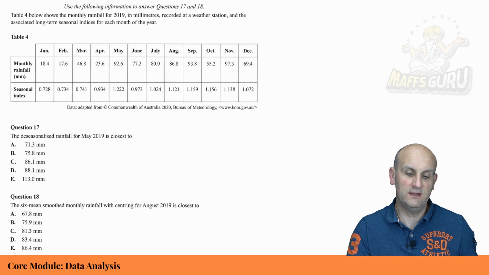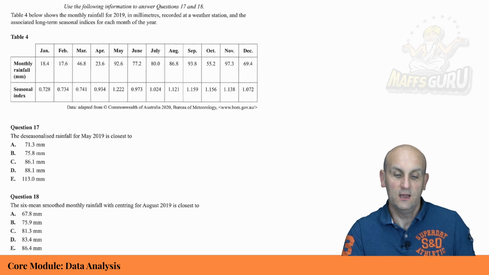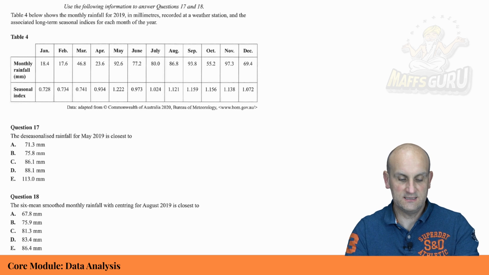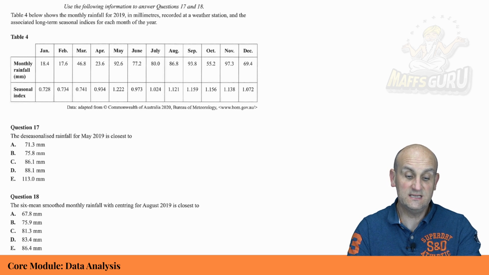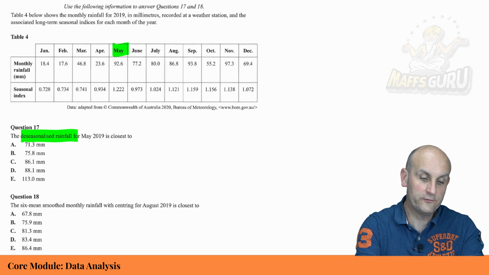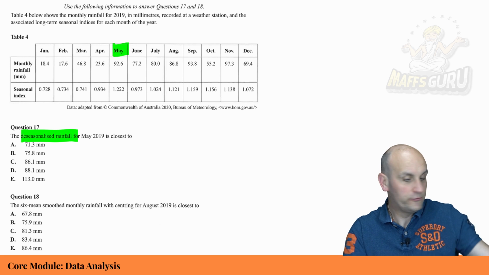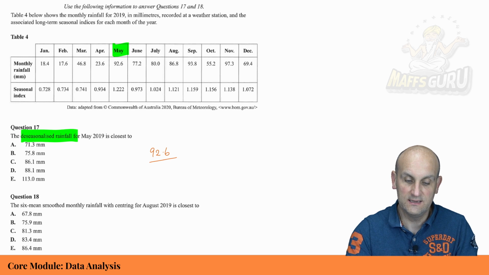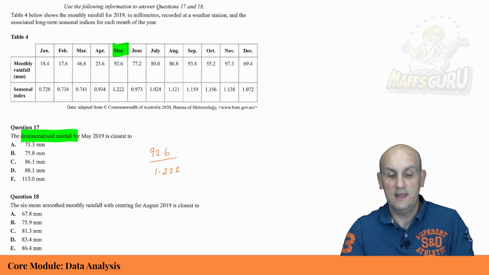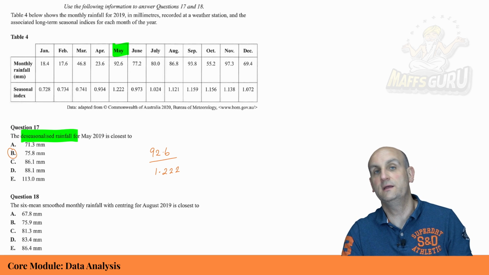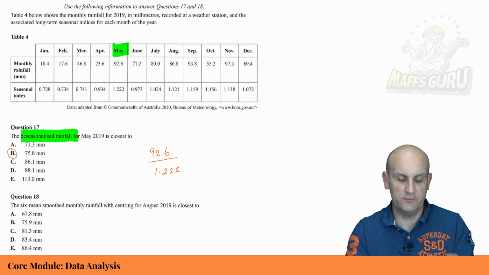Okay, table 4 shows the monthly rainfall for 2019 in millimeters recorded at a weather station and the associated long-term seasonal indices. This is, again, based on the stuff we've done, the deseasonalized rainfall for May 2019 is closest to. So we want the deseasonalized rainfall. Again, it's just a formula. We want May. And so the formula basically tells me to do 92.6 divided by 1.222, and that gives me the deseasonalized value, which I want to put into my calculator, gave me B as my answer. All right, again, all in the textbooks and the summary books, very, very useful.